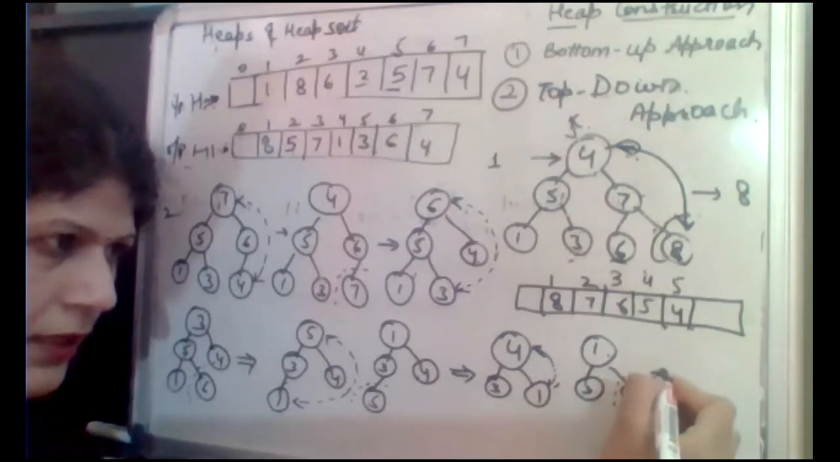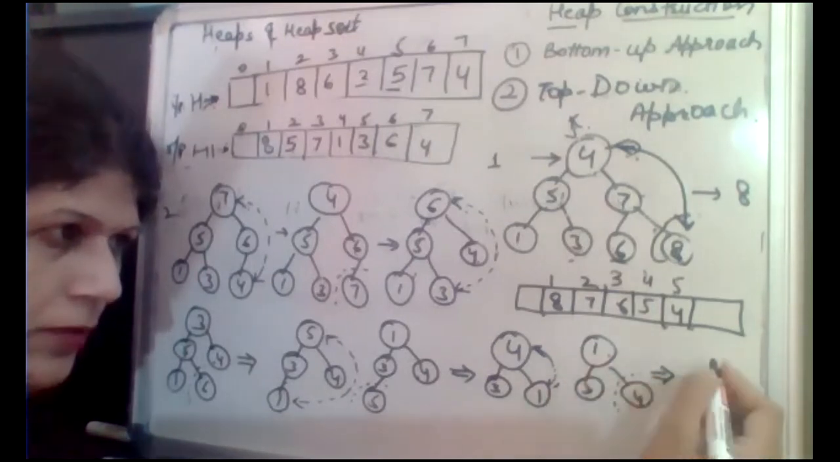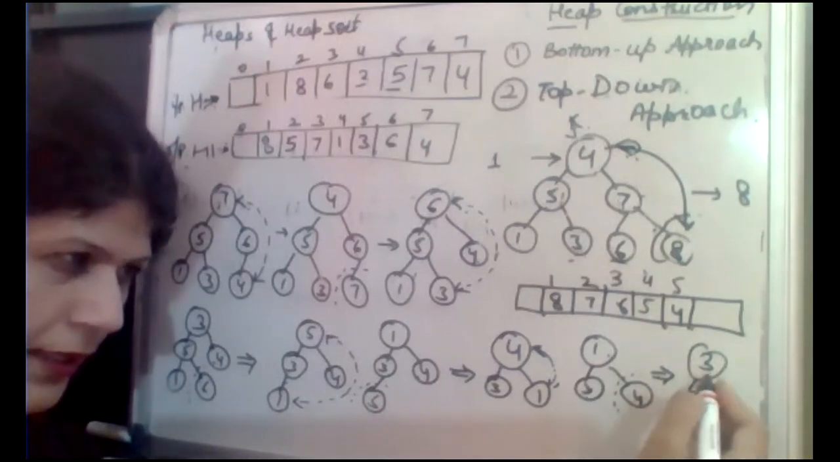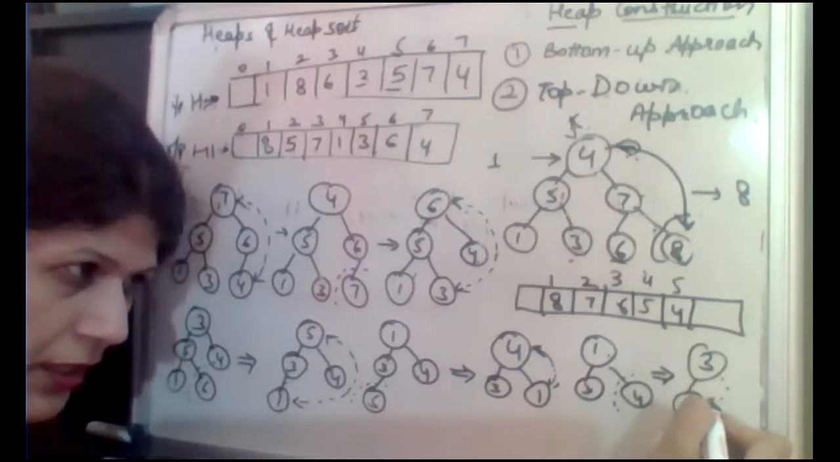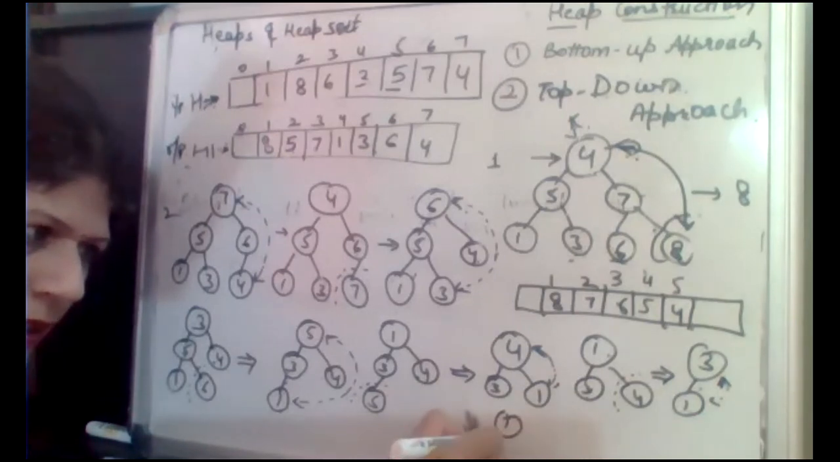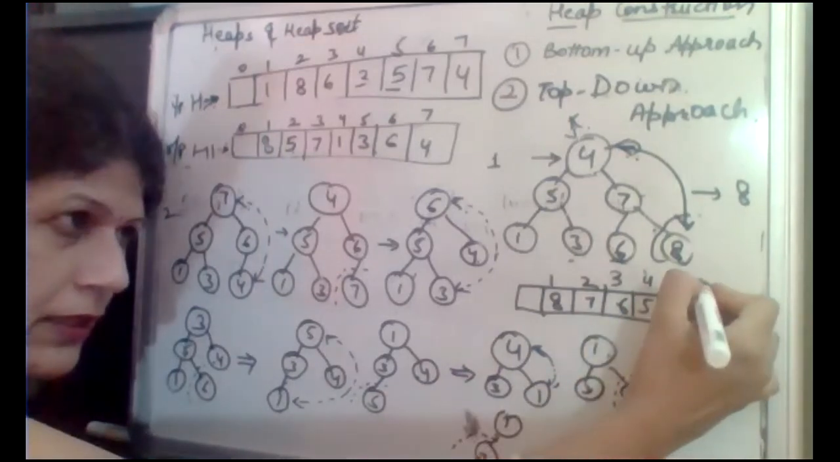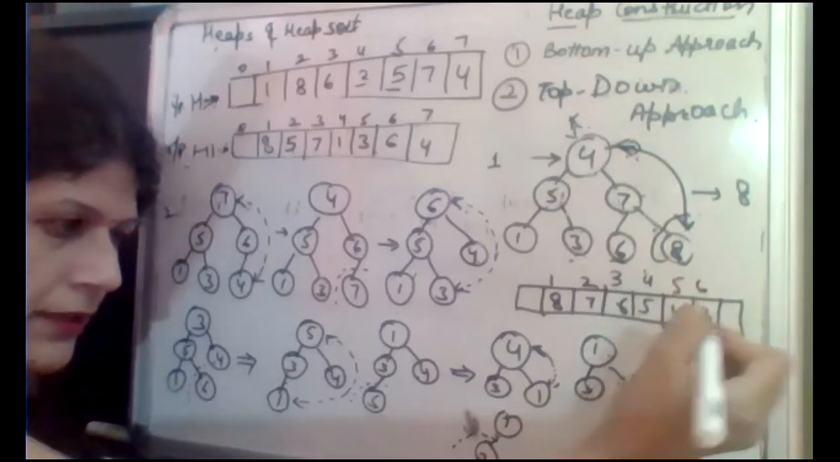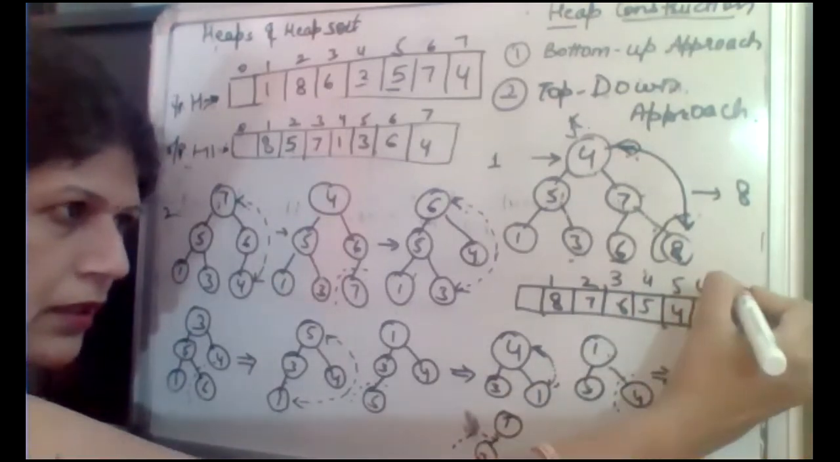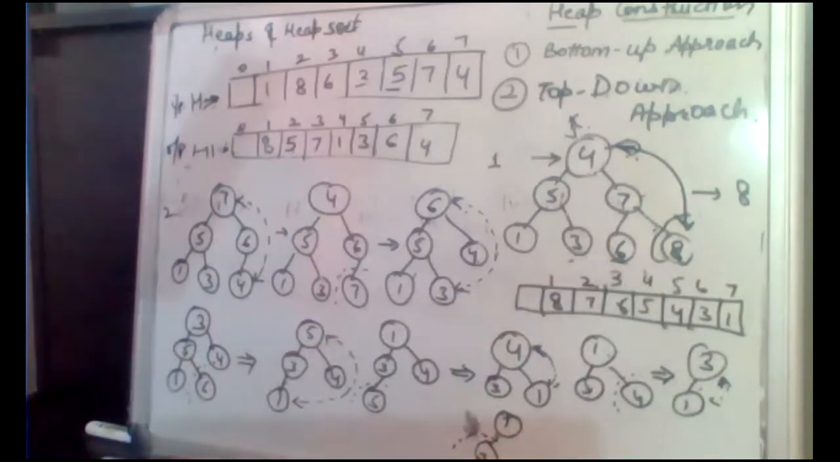Again heapify this because it doesn't follow the parent dominance. So 3 will come here, 1 will come here. Again it will exchange. If you see here, it is again exchanging here. It will be 1 and then 3, and this 3 is taken out and kept at the next index. And then you are left with a single element which is kept at the last. So what we have got here is sorted elements.